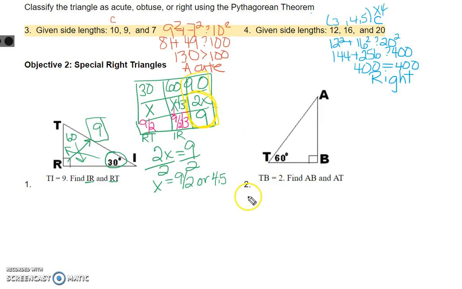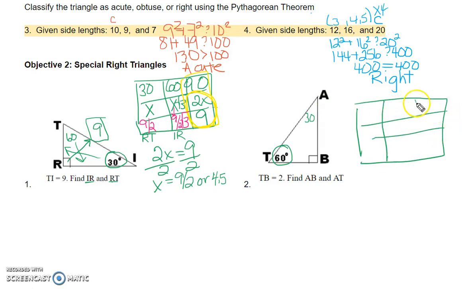Going on to number 2, I have a 60-degree angle here. That makes it a 30, 60, 90 triangle. So again, I'm going to make my graphic organizer, 3x3, and again it's a 30, 60, 90 triangle. Second row is going to remain the same. The side relationships are x, x square root of 3, and 2x.